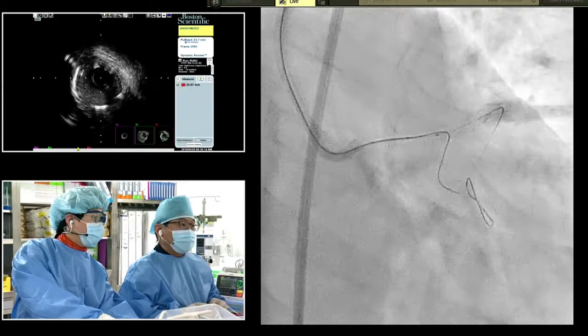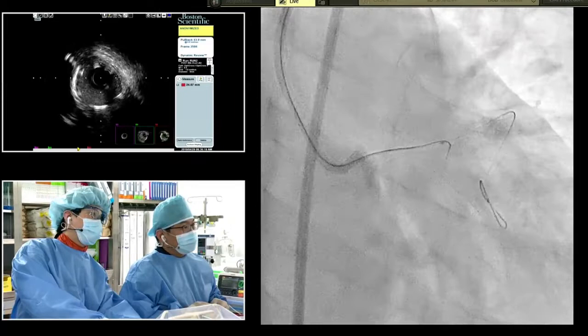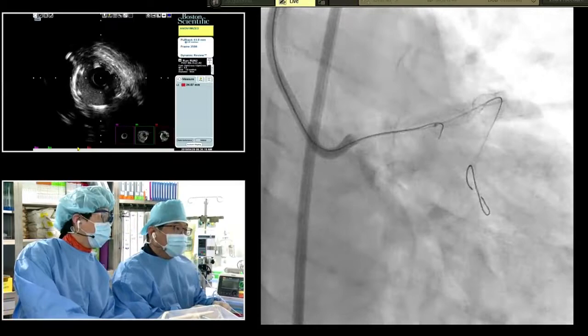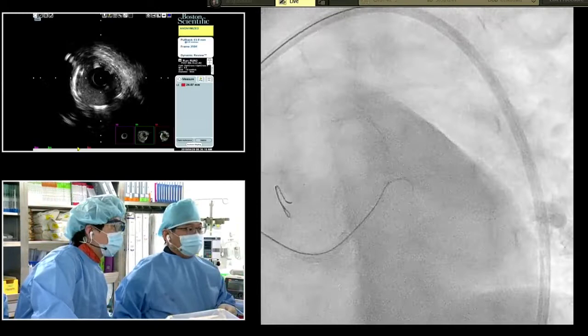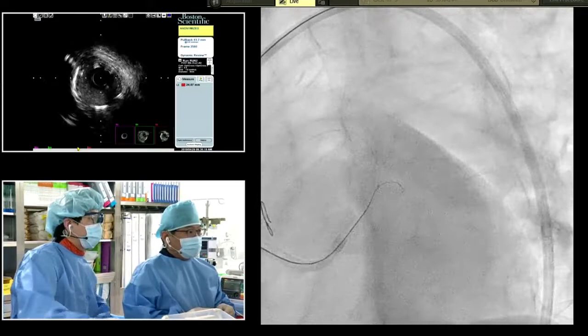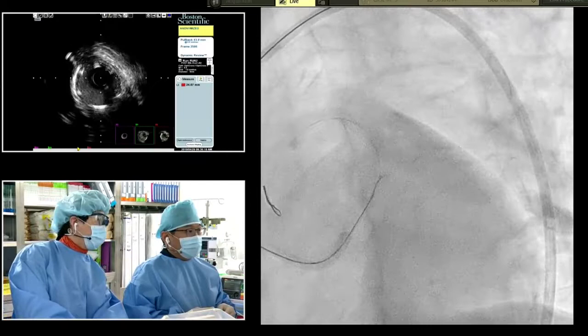Ready? No, this is not. No. I need more distal. Okay.